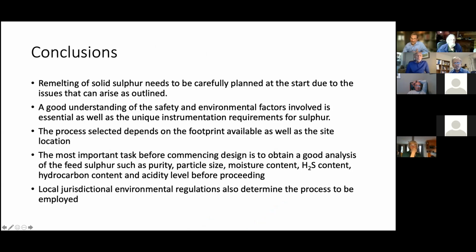And it depends on the footprint. Sometimes you don't have a footprint, then you might have to go with above ground tanks, because pits typically, for say a 1,000 ton a day operation, you need at least a 500 to 750 ton pit. So that's fairly long. You need about a 30 meter by 20 meter rectangular pit.